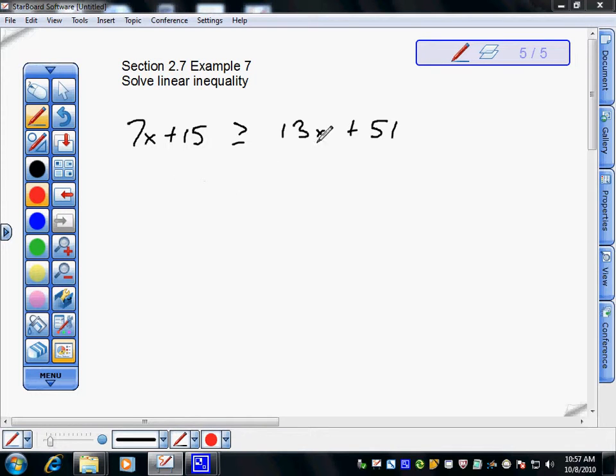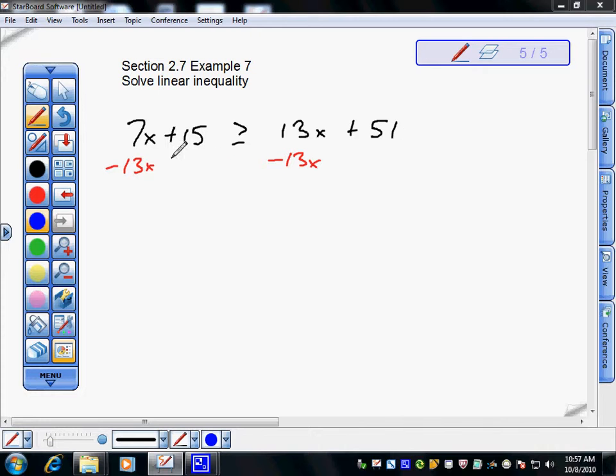Okay, so I have a 13x on the right, a 7x on the left. I need to move that 13x to the other side. So I'm going to subtract 13x from both sides because my goal is to isolate my x variable on the left. Okay? Some of you might already see some trouble coming, but that's okay. We're prepared for it. So we have a 15 on the left.